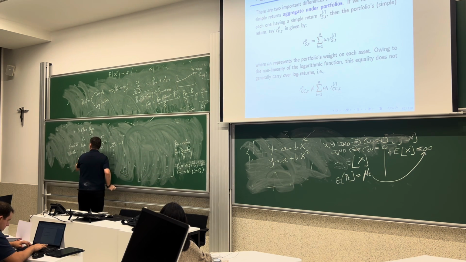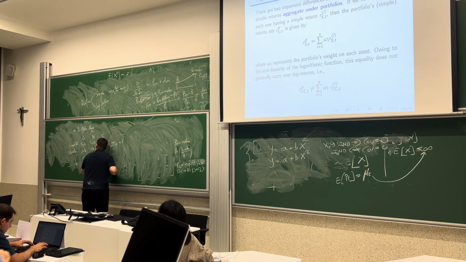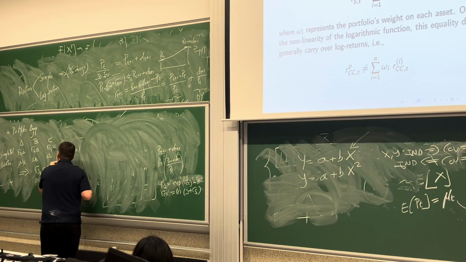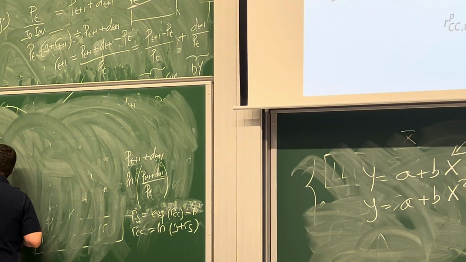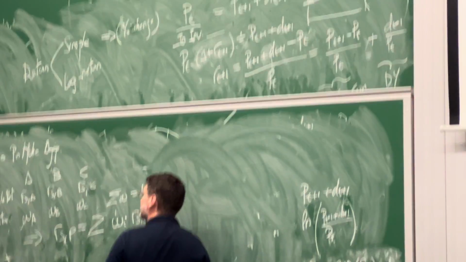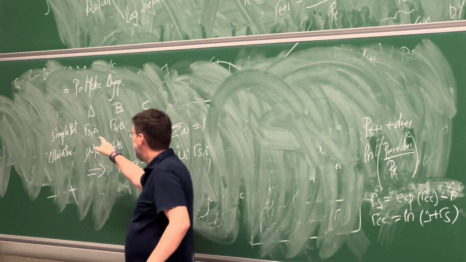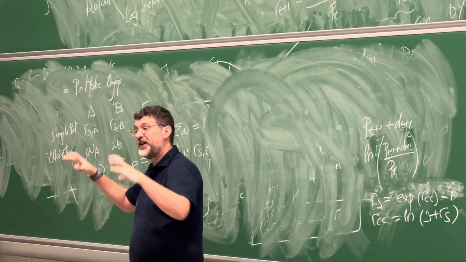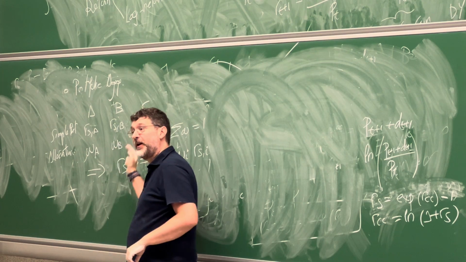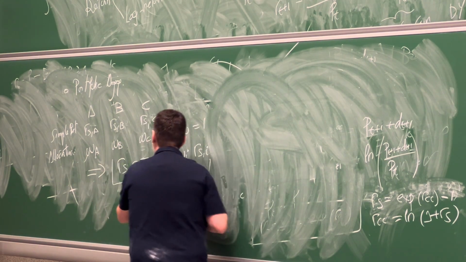Now, the simple return has this nice property, which is that the simple return of the portfolio as a whole is the weighted average of those simple individual returns. You take the return of A, B, and C, and construct this weighted average, using the weights that you have allocated in the portfolio, and you get the simple return of the portfolio.